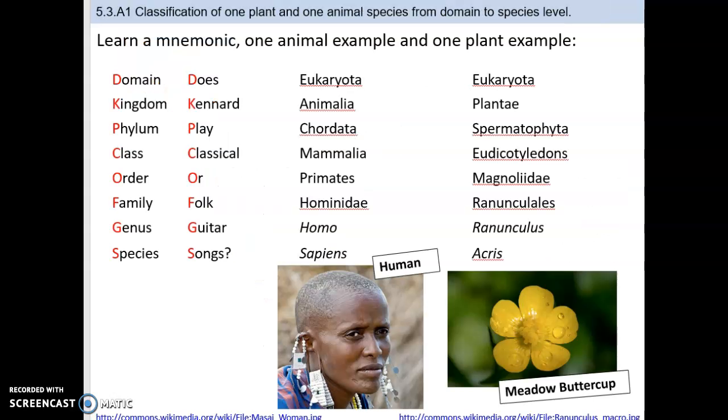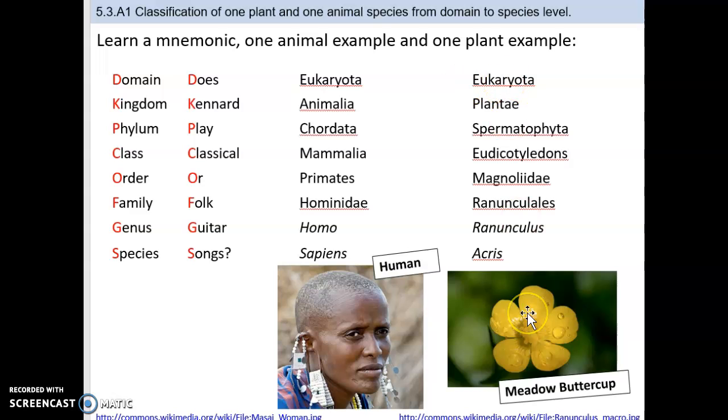So we're putting that into practice. You need to know an example of each one. So if we're talking about, like it says here, learn a mnemonic, one animal example, one plant example. So you've got the plant here, you've got the animal species. So the domain, they're going to belong to the eukaryotes. The kingdom, they're from the animal kingdom. Chordata, which is going to be the backbone. They're mammals, they belong to primates, and from that branch, primates, they're hominids, which then gets broken down to Homo and then to sapiens. So that's how you'd know the kingdom, the phylum, the class, the order, the family, the genus, and then the species of this animal.